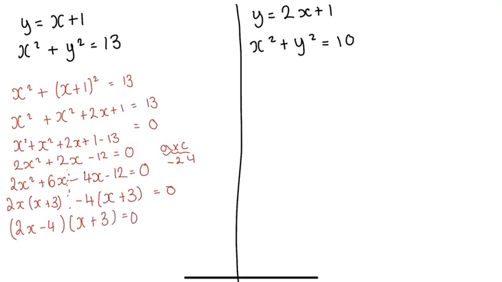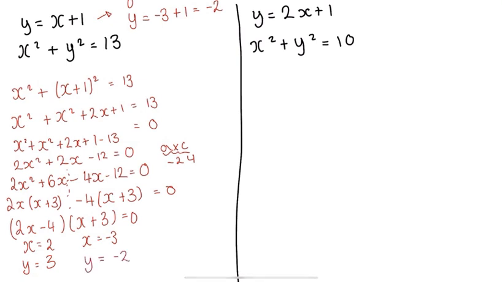Now to solve this, setting each bracket equal to 0, we should get x equals 2 and x equals negative 3. And finally, to get our y values as well, we're going to substitute it into this top equation. So y could equal 2 plus 1, which is 3, or y could equal negative 3 plus 1, which is negative 2. So our answers are going to be x is 2 and y is 3, or x is negative 3 and y is negative 2. Now, using this, could you have a go at that second question for me?